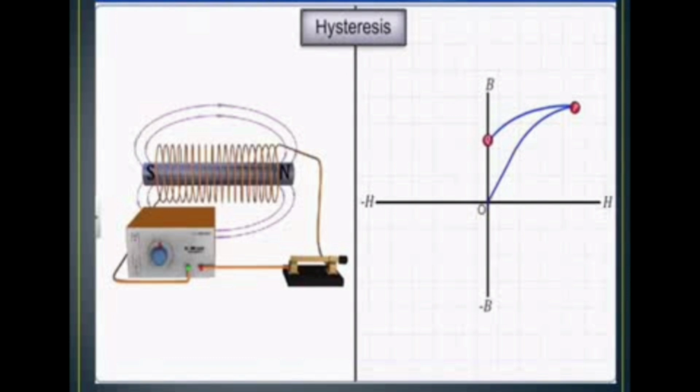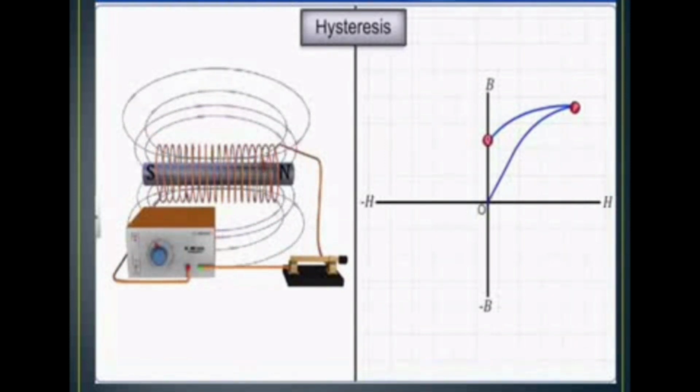It has some value. See that from point O to that point, that is called retentivity or remanence. That is retaining a small part. The residual magnetization present in the specimen is called remanence or retentivity. It is defined as the ability of the material to retain the magnetism even when the magnetic field vanishes.